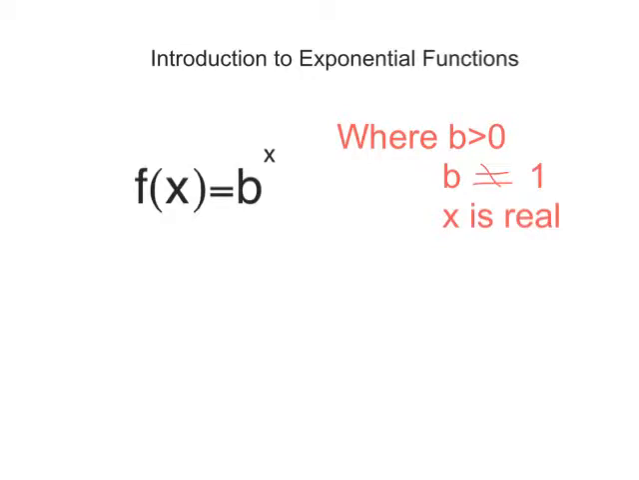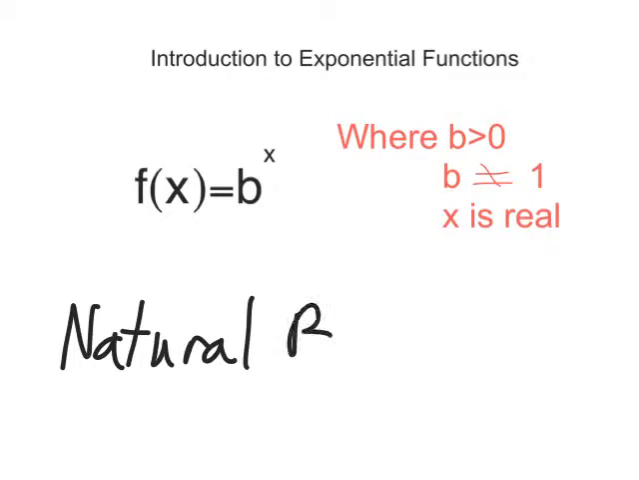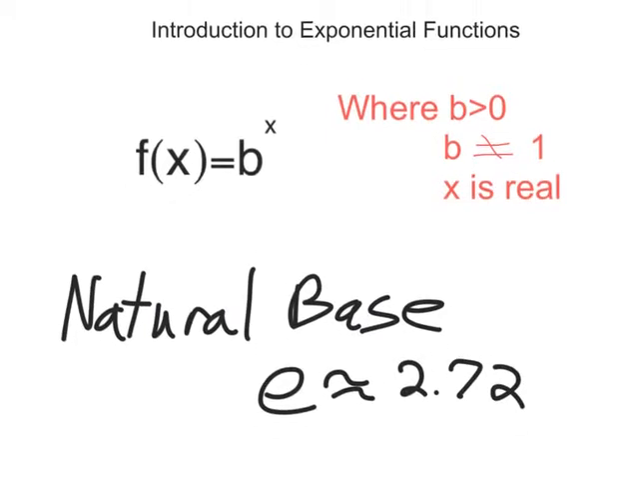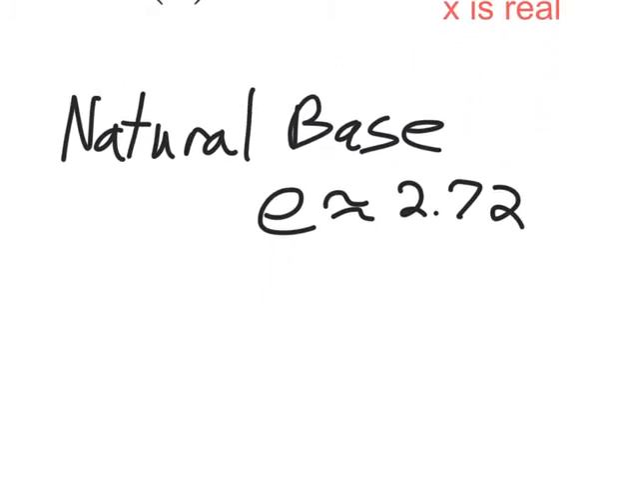There is one special exponential function. We call it an exponential function with base e, or the natural base. Okay, natural base is base e. E is approximately 2.72, though most calculators have a value stored for that, so you probably won't ever have to actually plug that in.